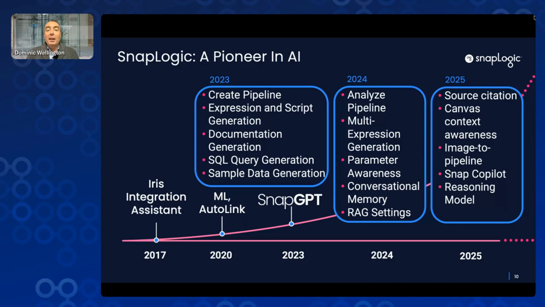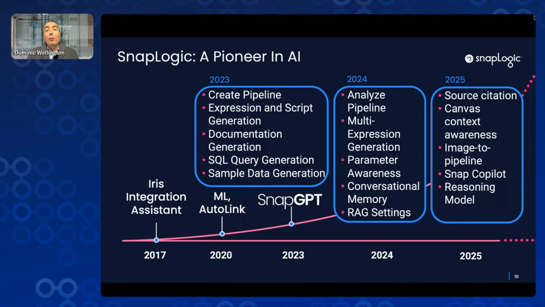We continued to evolve it in 2024. So SnapGPT gained the capability to analyze pipelines, to do multi-expression generation. It became aware of parameters in the pipelines. It acquired conversational memory, so you could have more useful exchanges with it, and retrieval augmented generation, so that you could provide it examples of pipelines for it to use. And then in 2025, we added source citation to reassure people who are worried, what if this thing hallucinates and gives me a bad answer? You can see exactly where that answer came from.